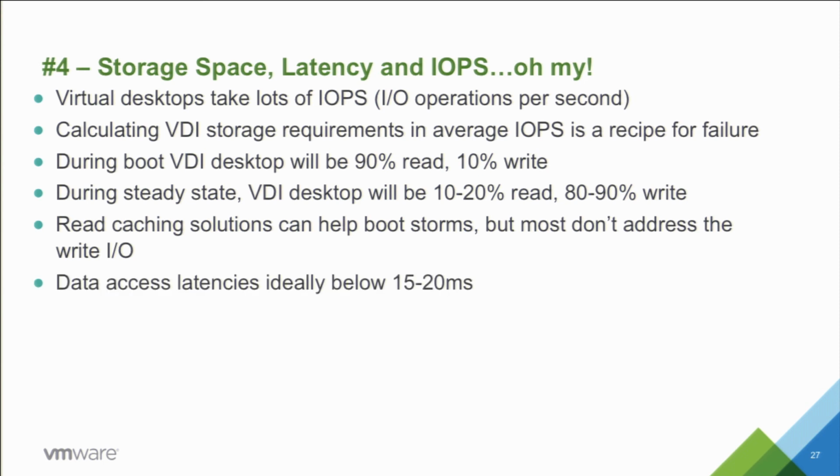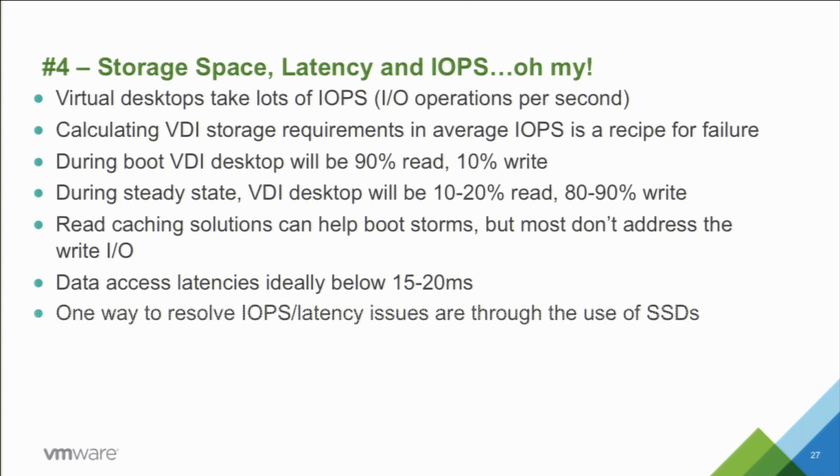You want to make sure your data access latencies are below 15 to 20 milliseconds. This is in a traditional spinning disk model. If you're in an SSD-based solution or RAM caching, you should be well below that number, ideally between 0 and 5 milliseconds. But if your data store access latencies exceed 15 to 20 milliseconds, you are going to have complaints about performance. So it's critical that your latencies are very, very low.